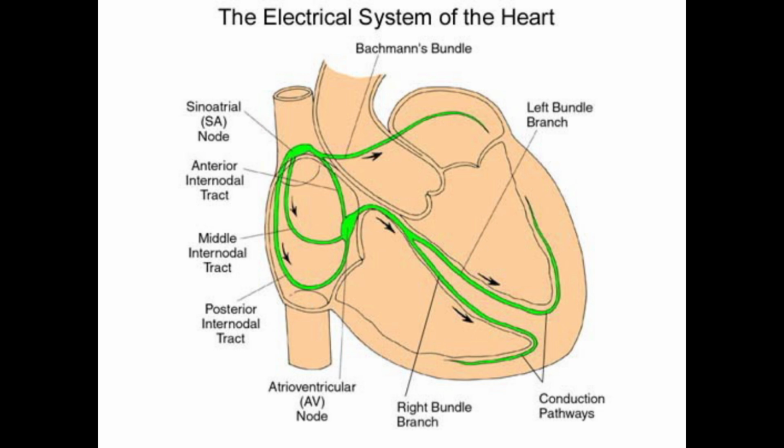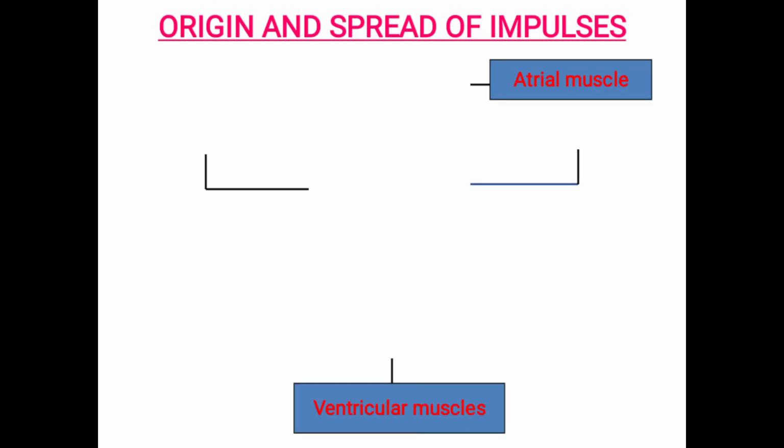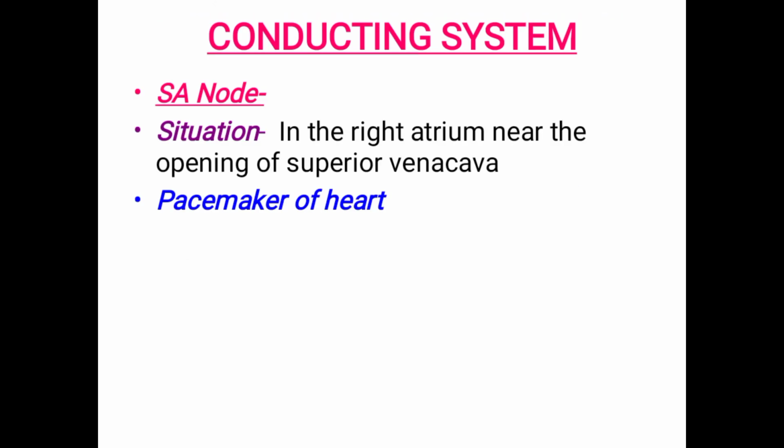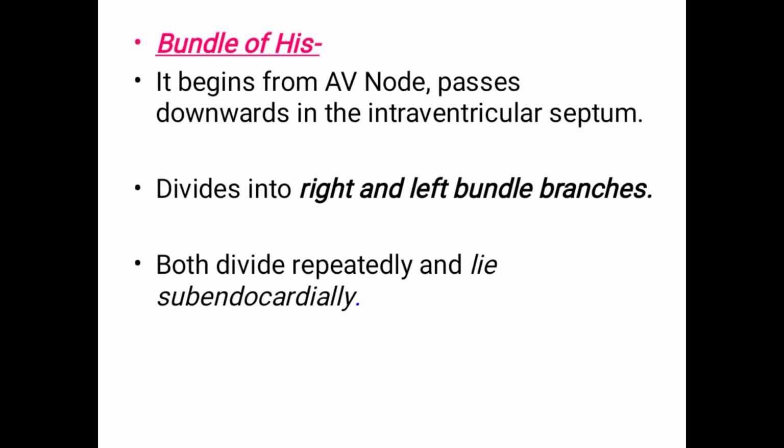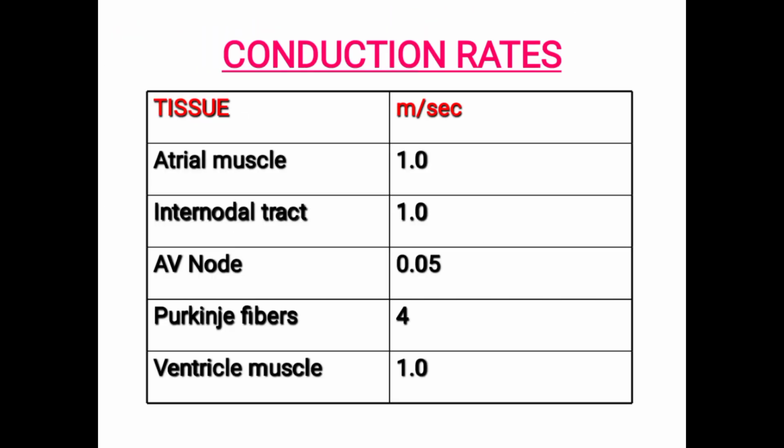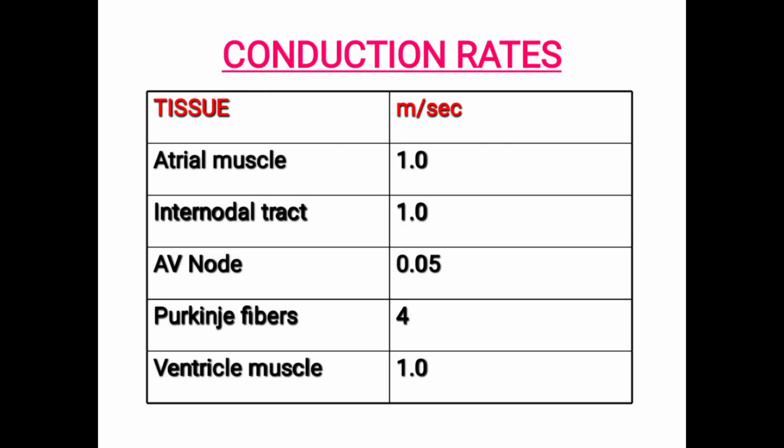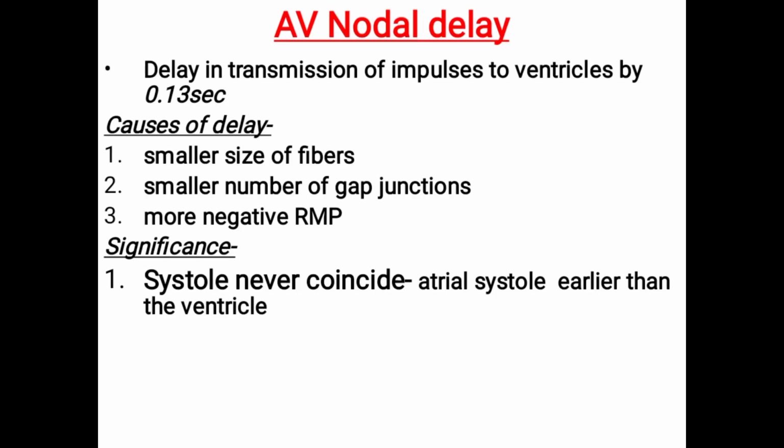Now coming to the electrical system of the heart, meaning conductivity. The conducting system mainly contains the SA node, AV node.